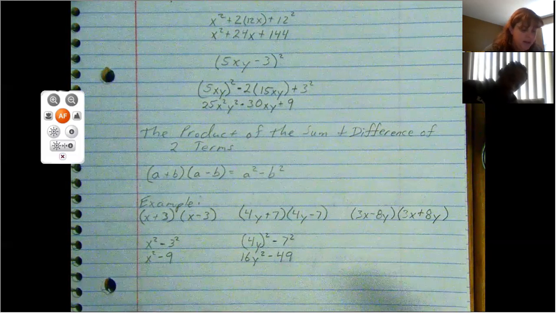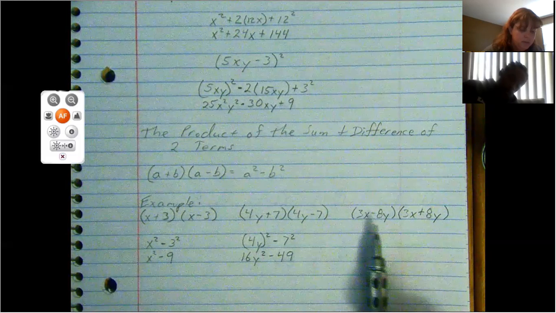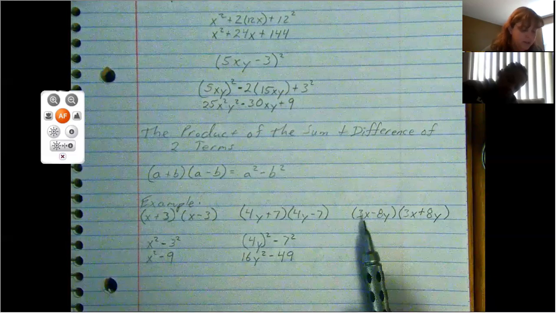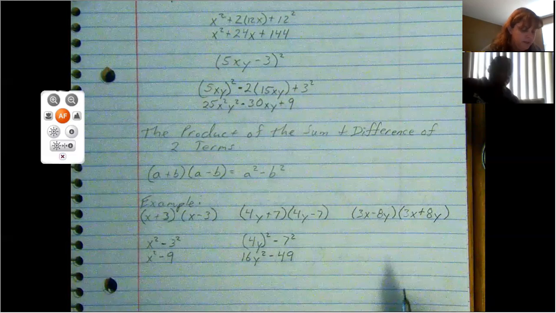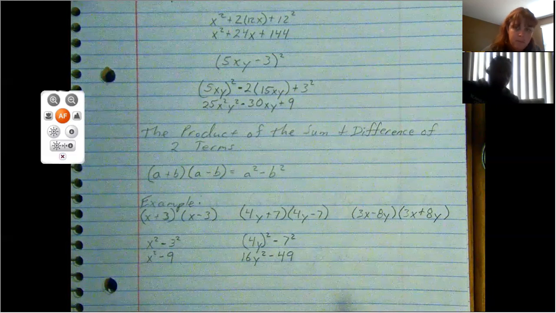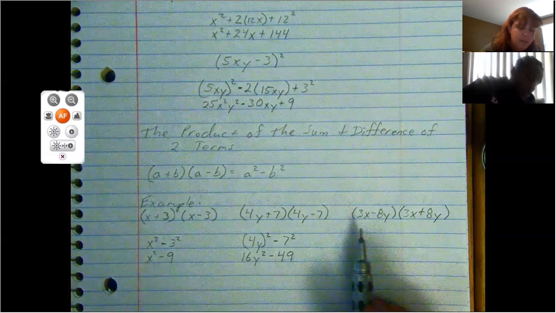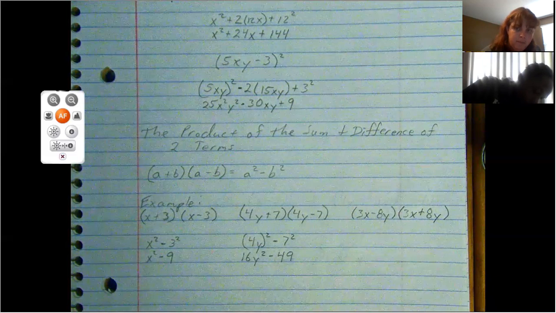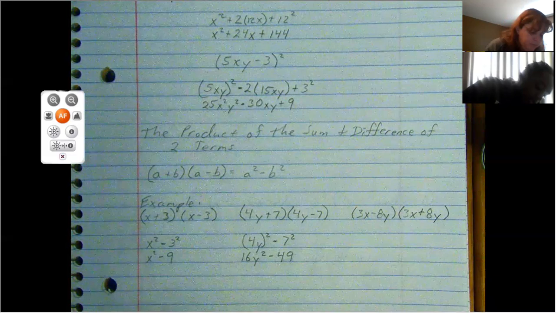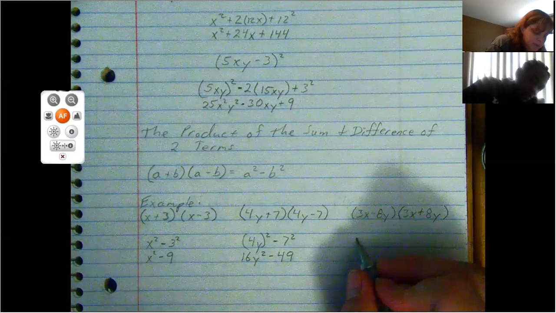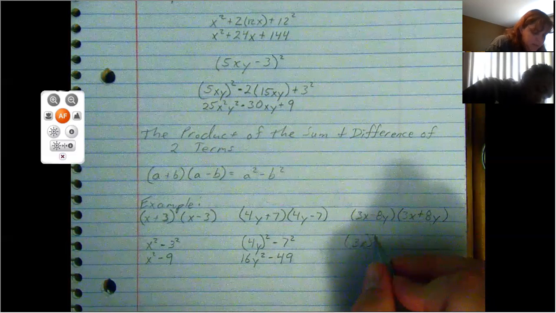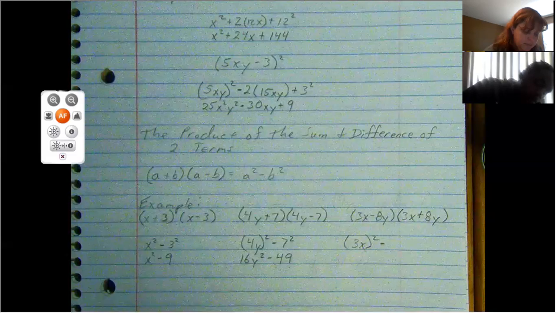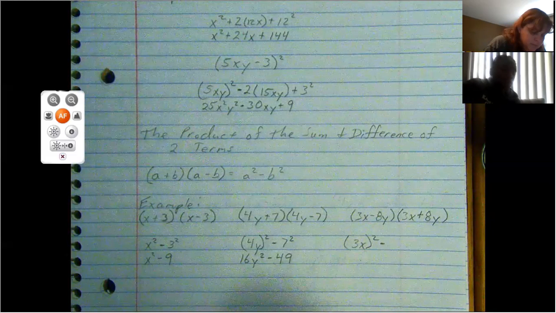Okay, last one. Now we have variables in both of the terms. And we also have coefficients on both of the terms. So what would my first term be? So I've got a 3x minus 8y and a 3x plus 8y. It'll be 3x squared. Okay. Minus, what's my second term? 8y squared. Good.